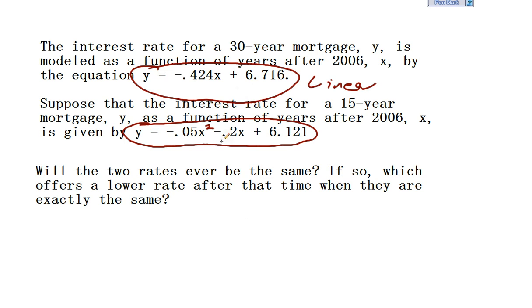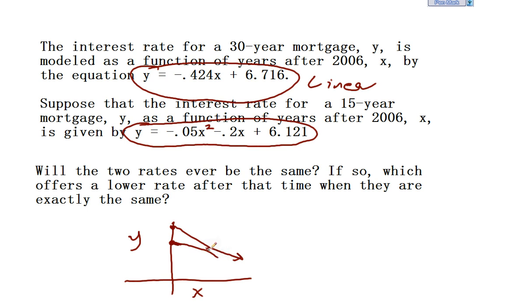So let's just think about sketching them first. So the first one would look like this. It would start at 6.716 and drops at a rate of negative 0.424 per year. And this is years after 2006 and the rate. Well, this one starts at 6.121. The initial rate of change is negative 0.2, which is a little bit slower than the drop in this one. But then that drop is increasing, so eventually it'll start to come down. And it'll come down faster and faster.